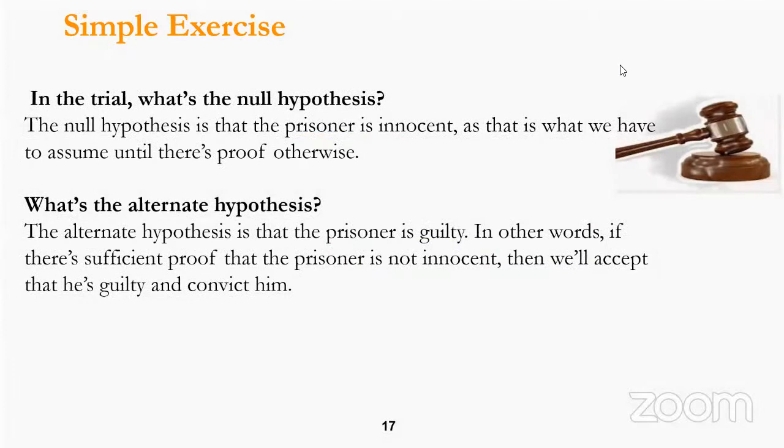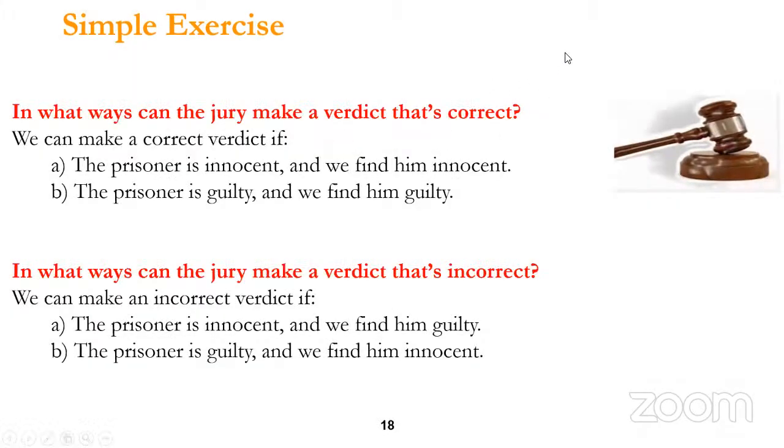Now the third question: what are the ways the jury can make a correct verdict? If the prisoner is innocent, we'll find him innocent. That is the correct verdict. If the prisoner is guilty, we'll find him guilty. So that can also be a correct verdict.